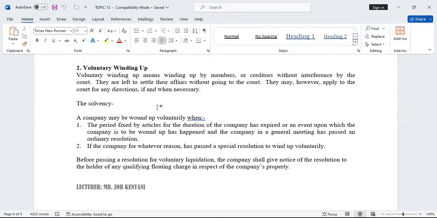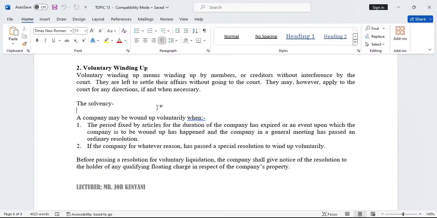I don't know if you are very keen to what I'm saying. If the company is solvent, they have enough resources and can pay up their liabilities within a very short period of time, not beyond 1 year. It means they have cash, they have money. So they'll go for the option of voluntary winding up by members.